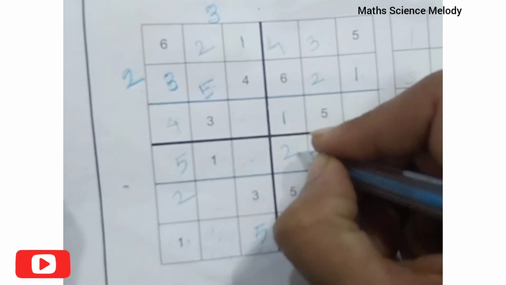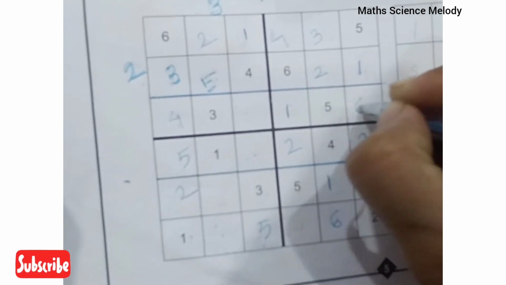Now which remain? 2, 3 and 6 remain. So let's find the place for 2. 2 cannot be placed here. Already it appears in the last column. So we will write 2 here for this mini grid. Now let's find for 3. 3 cannot be placed here. We will write 3 here and the remaining 6 will be here.